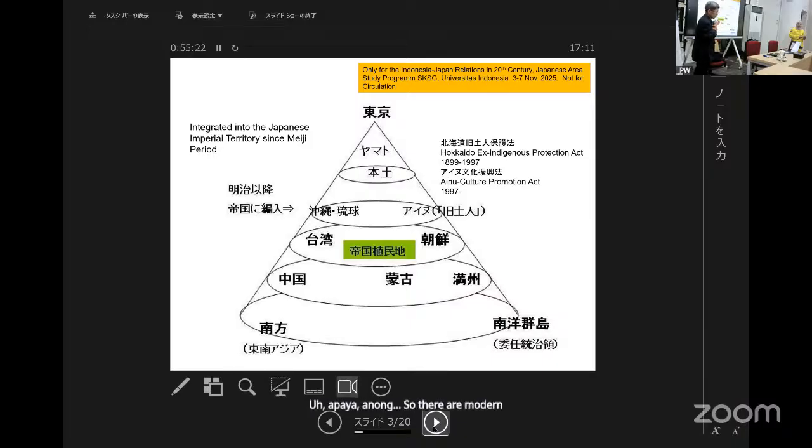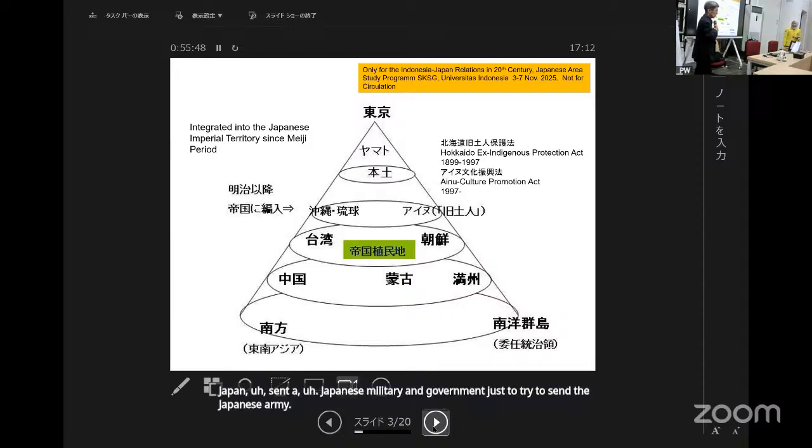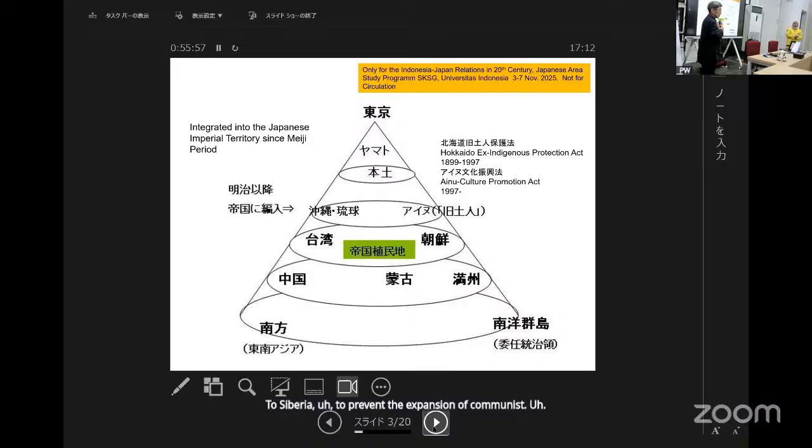the Siberian Intervention. The Japanese military and government tried to send the Japanese army to Siberia to prevent the expansion of communist ideology. And I think in the 1920s the Japanese Communist Party, Partai Komunis Jepang, was established. Other Asian countries were in a similar situation.